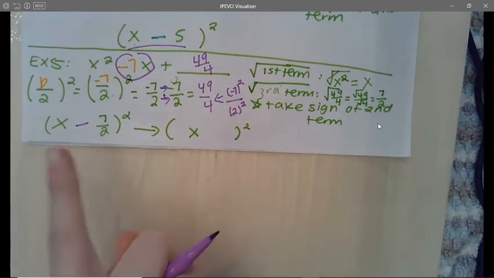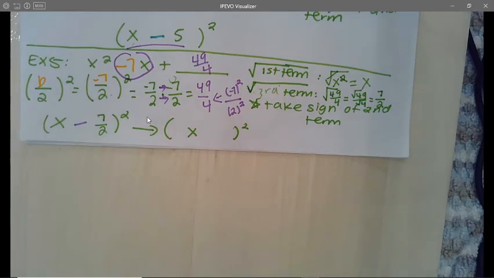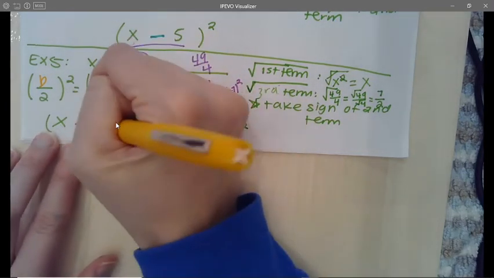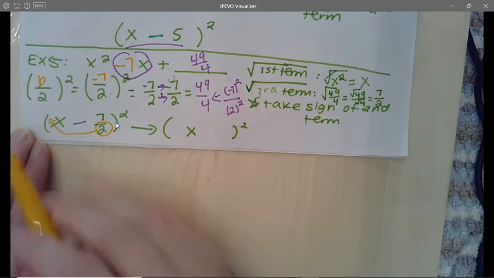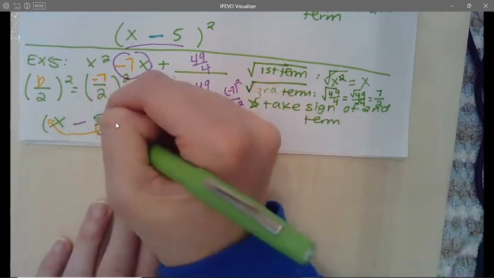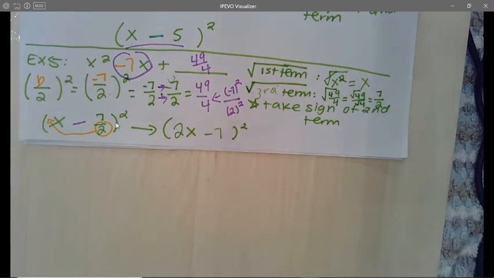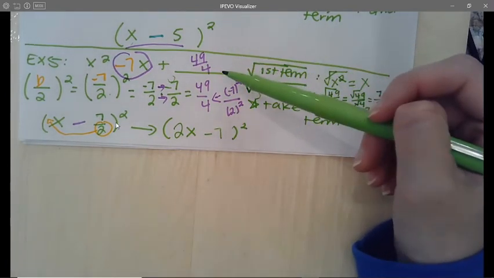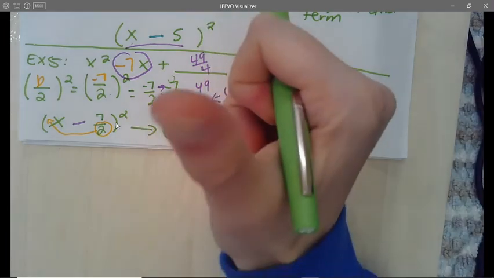Now, remember, we typically don't write fractions in our parentheses. So we need to rearrange this fraction to make that fraction go away. Remember, you move the denominator in front of the x term. So I'm going to move the 2 in front of the x. So for my final answer, it'd be 2x, and then we're going to leave the 7 alone. So -7. And look at that. We have found the perfect square trinomial, and we were able to write that as a binomial squared. Excellent job, everyone.